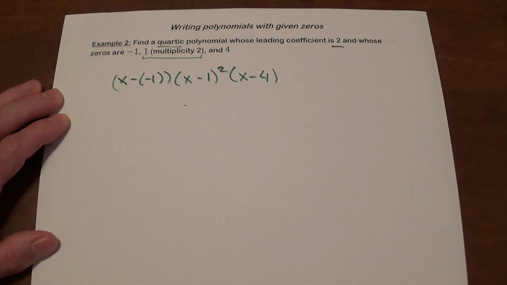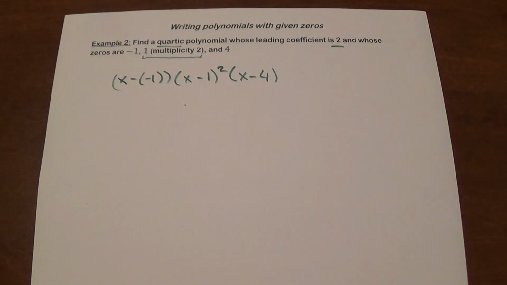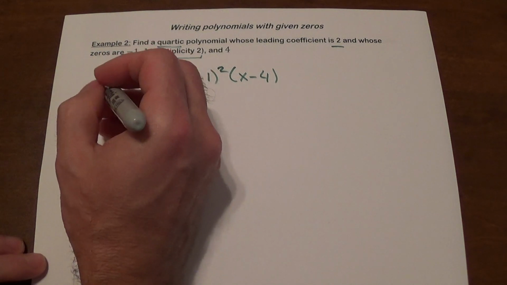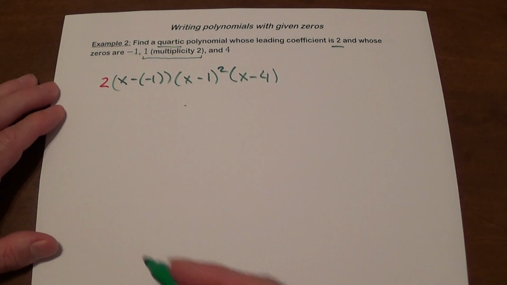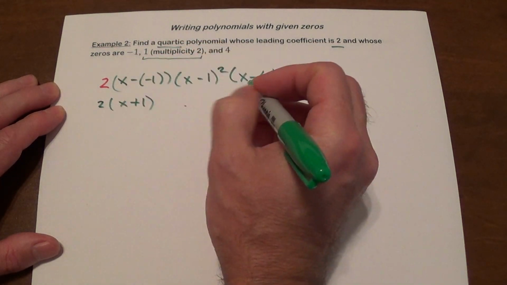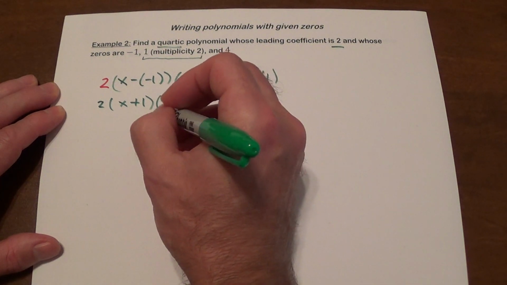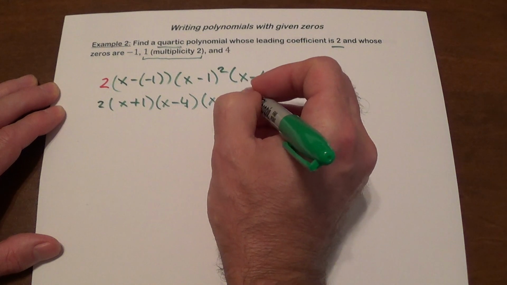But we also need the leading coefficient to be 2, so to make sure that this actually happens I need to put 2 in front of this. This way it's going to be 2, but we'll worry about that at the very end once everything else is done. So what are we getting? It's 2 times x plus 1. I'm going to reshuffle them. I'm going to put x minus 4 here, and I'm going to put x minus 1 squared here.